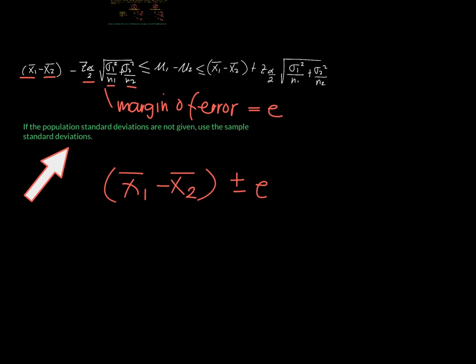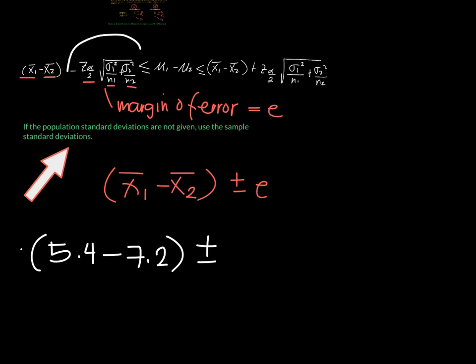So we have, this is white. 5.4 minus 7.2, that is our x1 bar minus x2 bar, plus and minus the e. The e is the one with the z of alpha over 2.